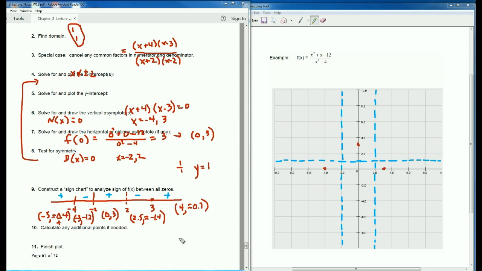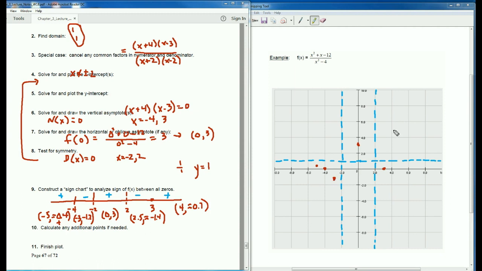And then calculate any additional points if needed. Well, I don't know. Let's add all these points that we just calculated, and then we'll see if we need some more. So in other words, we had -5, 0.4. So that's going to be about here-ish. We had -3, so that's here. -1.2, so that's about here.